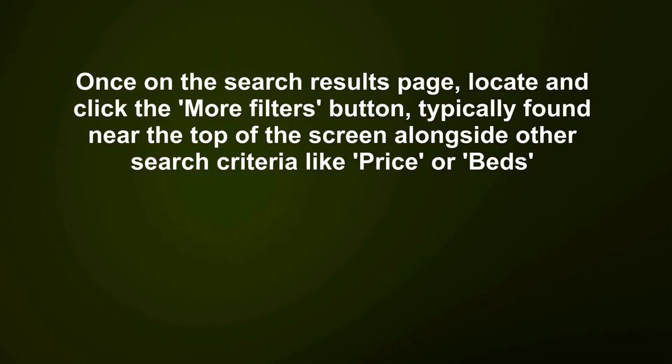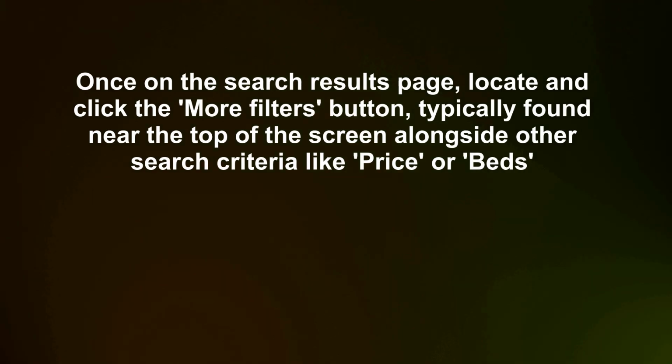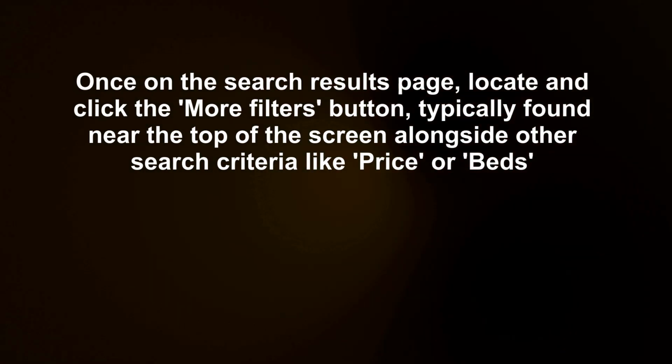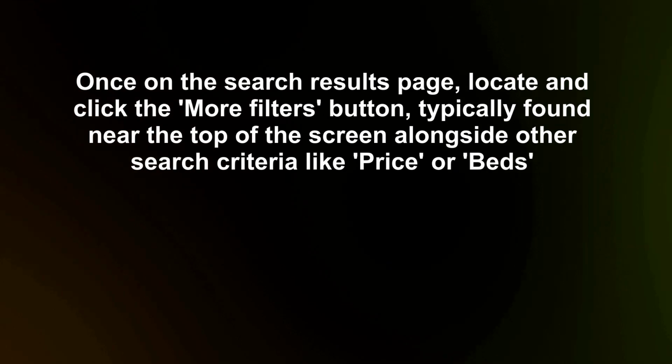Once on the search results page, locate and click the More Filters button, typically found near the top of the screen alongside other search criteria like price or beds.